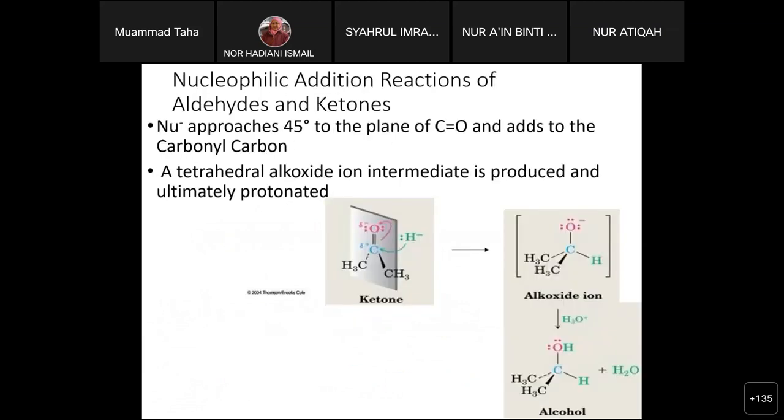So, nucleophilic addition reaction of aldehydes and ketones. The nucleophile approaches at 45 degrees to the plane of the carbonyl and adds to the carbonyl carbon. A tetrahedral alkoxide ion intermediate is produced and ultimately protonated. You see the same reaction, the hydride reacting with ketones or aldehydes, and forming this alcohol by these mechanisms. Go to the next slide.